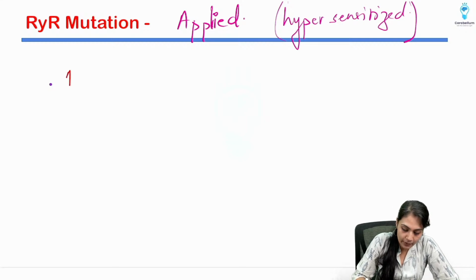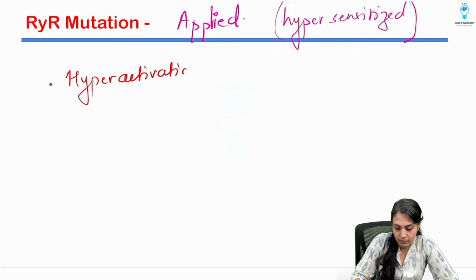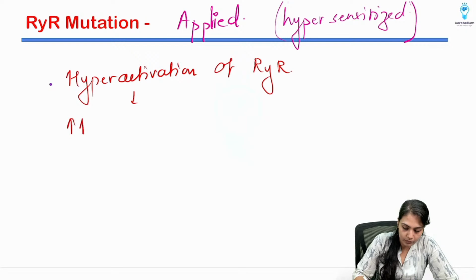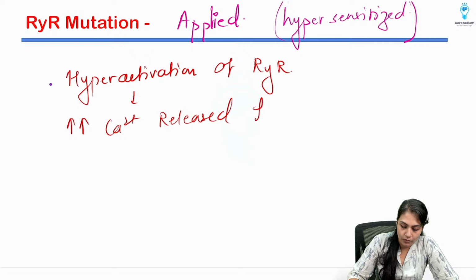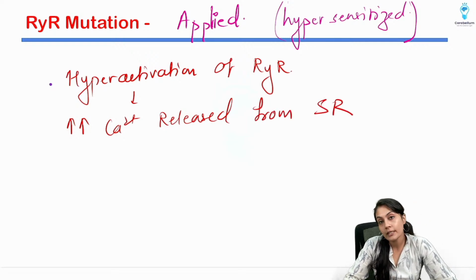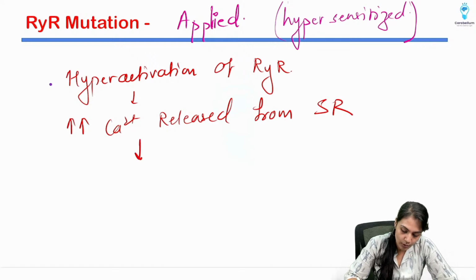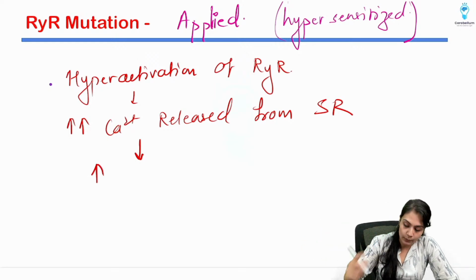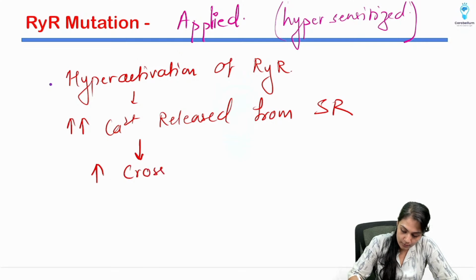If there is hyperactivation of RYR, what is going to happen? More calcium will be released from the sarcoplasmic reticulum, isn't it? If more calcium is released from the sarcoplasmic reticulum, what is going to happen? Definitely more calcium will remove more tropomyosin, and that will lead to more cross bridges.